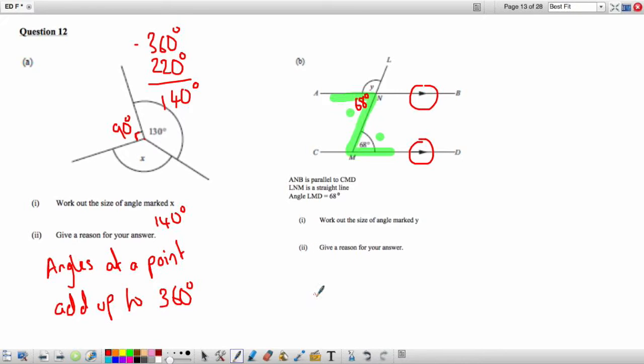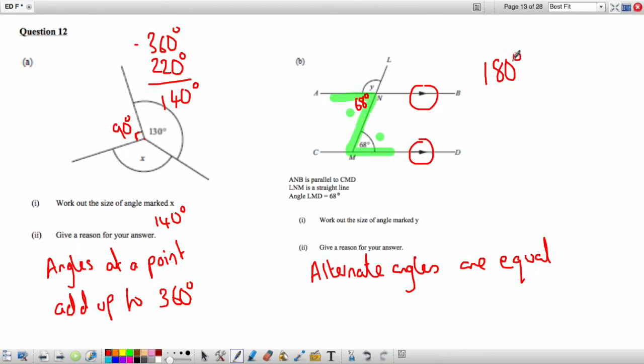So our first step is to say that alternate angles are equal. We can then find our value of Y because we have a straight line. Angles on a straight line add up to 180. So 180 subtract our 68 is 112 degrees. So here we have Y equals 112 degrees.